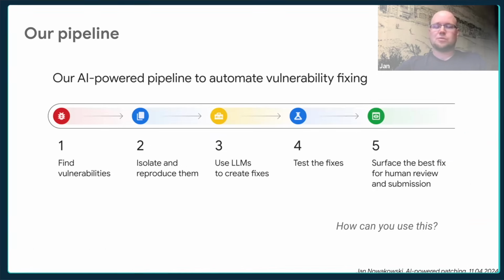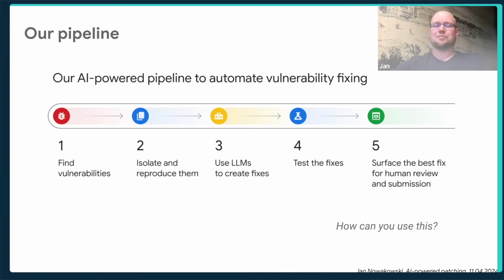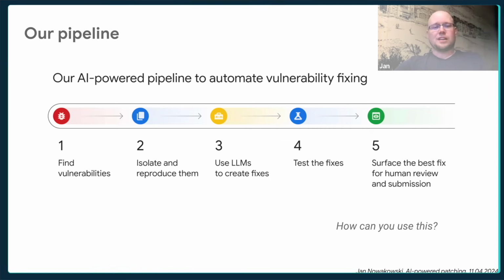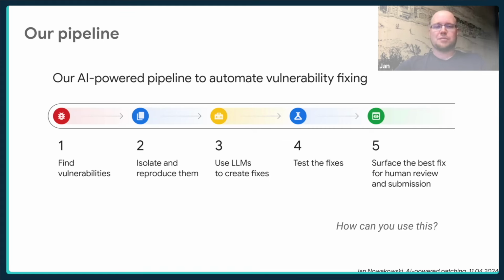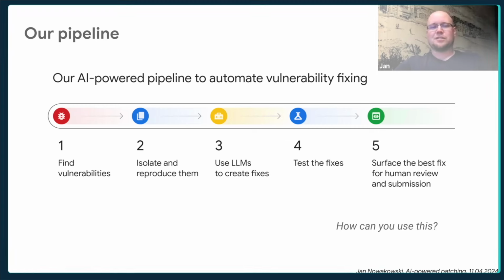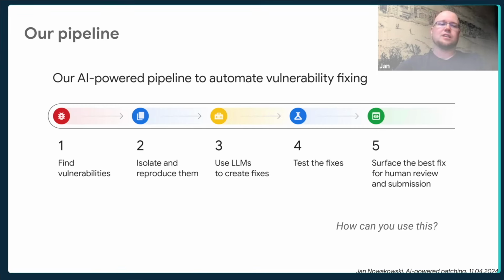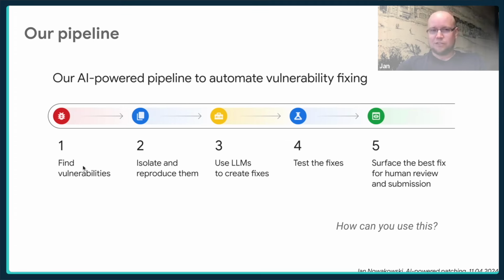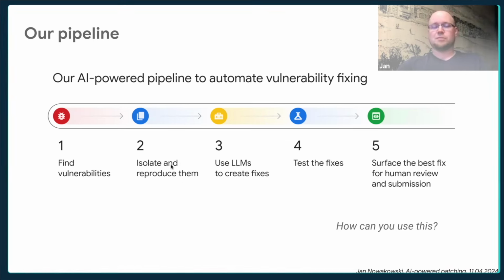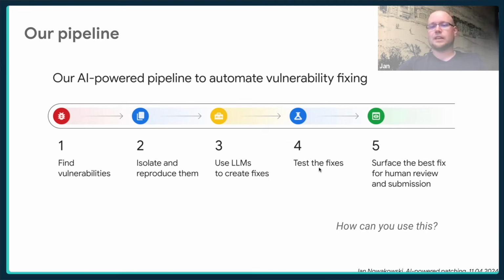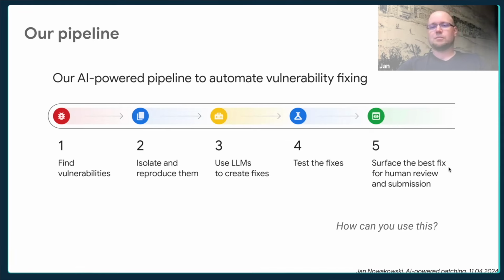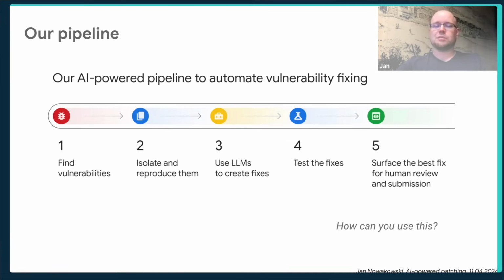Here we come to our pipeline. It's very simple, just 5 steps. Each of them looks very simple on its own. However, how you combine them or how you implement them may make or break your system for detecting and for fixing these vulnerabilities. So they are finding vulnerabilities, isolating them, and reproducing them, then using the LLM to create fixes, then testing them, and then surfacing the best fix for human review and submission.